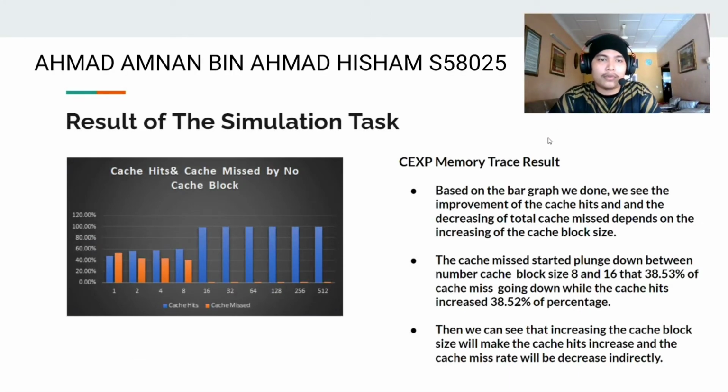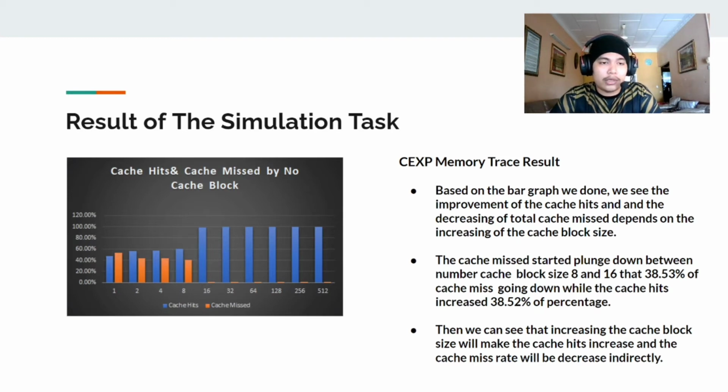Alright, for the CEXP memory trace result. As we can see, our group has presented a graph here for the result of the simulation test. This is for the CEXP. Based on the bar graph, the improvement of the cache hits and the decrease of the total cache misses depend on the increase of the cache block size.